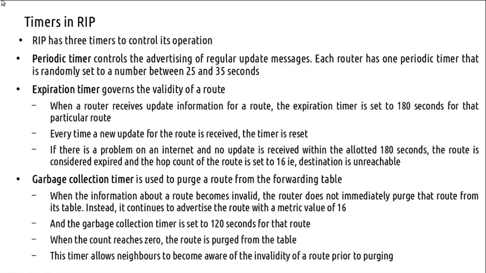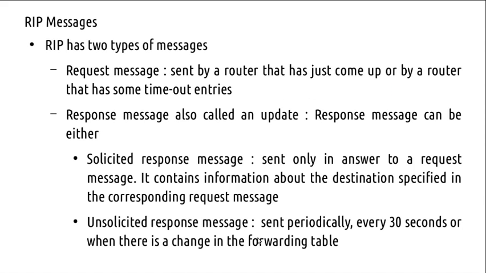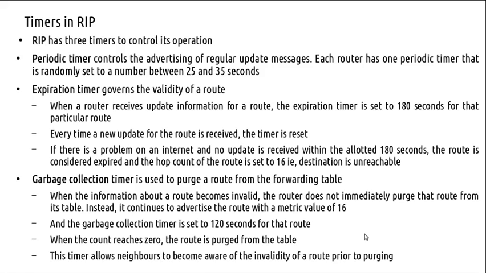Okay, so there are 3 timers. One is a periodic timer. I told you every router advertises every 30 seconds. It is actually 25 to 30 seconds. It's set randomly. All routers at random intervals will update this particular event. Unsolicited response messages are sent at 25 to 30 seconds duration.